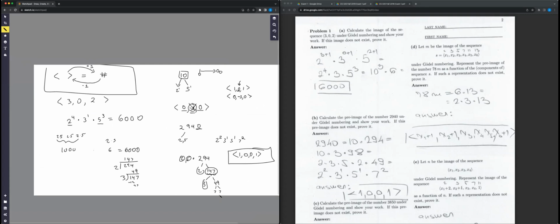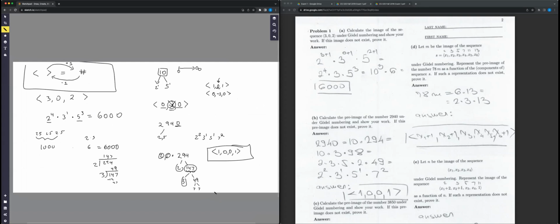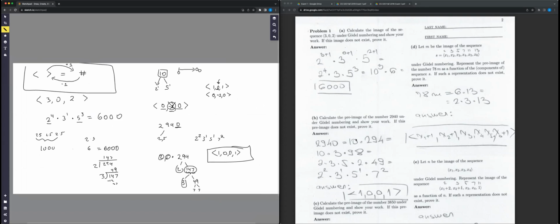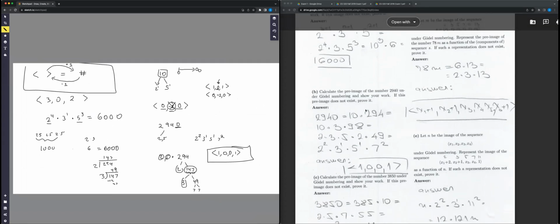Where did you learn those number tricks? I don't know, I'm a nerd. Mathletes, I don't know. I'll show you more number tricks if they pop up.